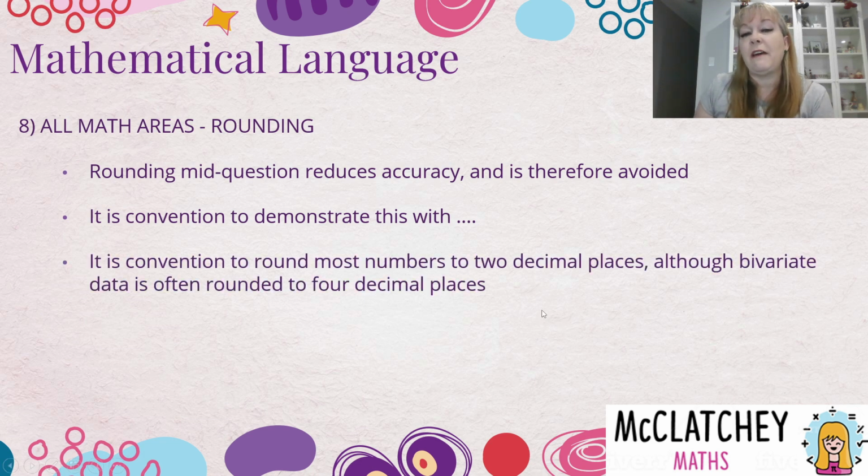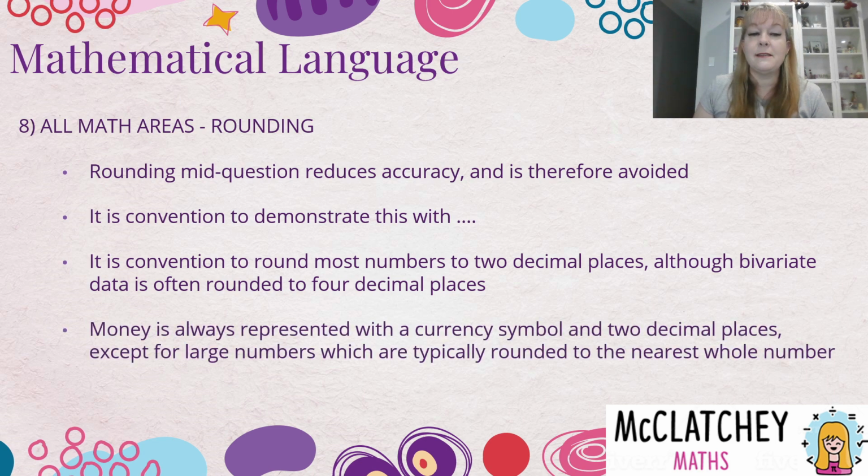Also at the end with our final solution, most numbers for things like measurement, we use 2 decimal places to round. That's a convention. However, bivariate data can be typically rounded to 4 decimal places or time series as well. When we're doing things like deseasonalization, we might round our numbers mid-question to 4 decimal places.